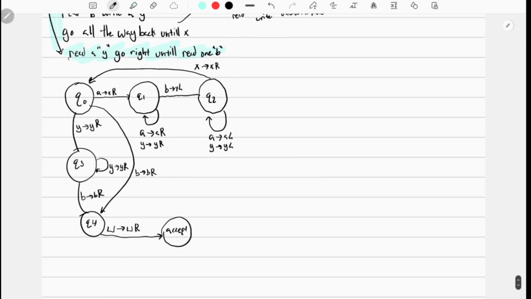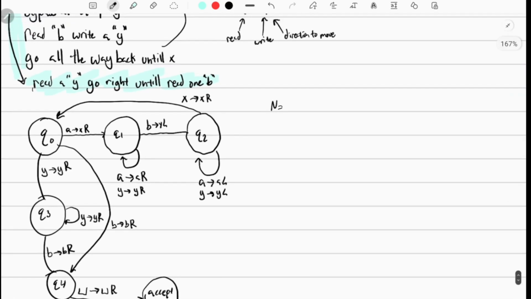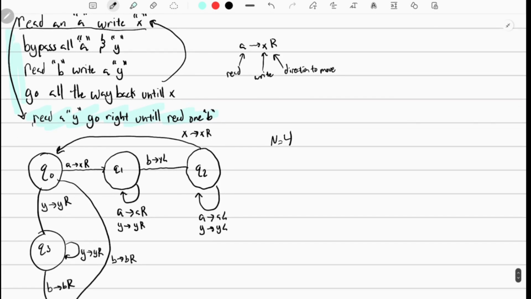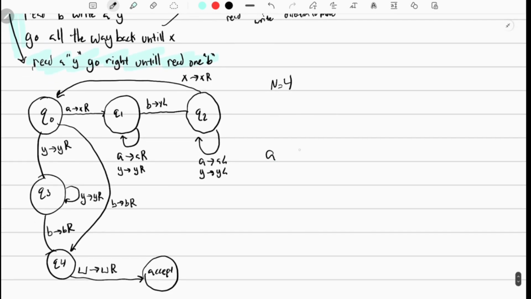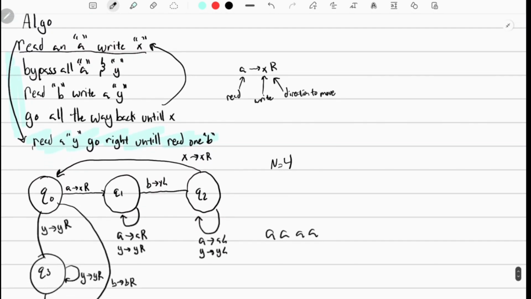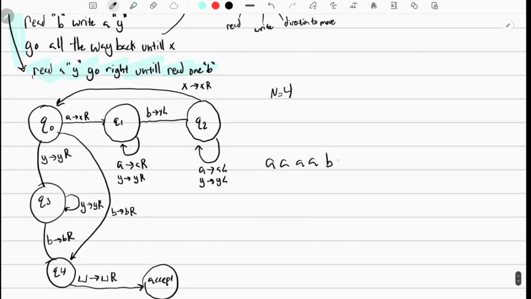And then let's do a random number. Let's say n equals 4. This would be a pretty big size string. So n equals 4, a to the n, so there's going to be 4 a's. 1, 2, 3, 4. n plus 1 is 5, so it's going to be 5 b's.